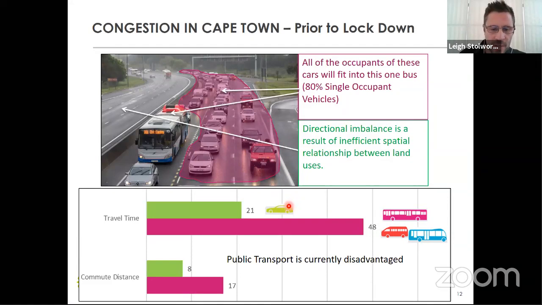And I mentioned before the difference between private transport and public transport. The bar chart on the top here just shows the difference in travel time. The average travel time for the car is 21 minutes versus public transport in Cape Town at 48 minutes. That doesn't mean that road-based public transport is necessarily much slower than the private car. It's a result of the fact that they're traveling significantly greater distances in proportion. And you can see that from the bar chart at the bottom here.